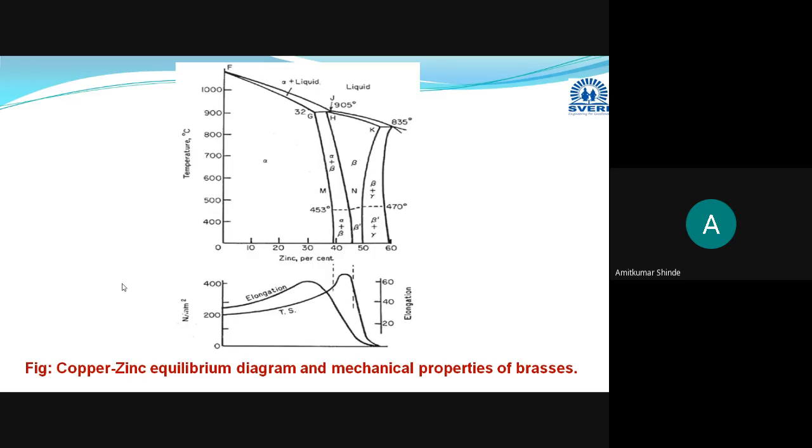Now these brasses can be further classified into different types depending on their structure, and there is one classification also depending on their color. After completing this diagram I will explain it. Please draw the diagram carefully.